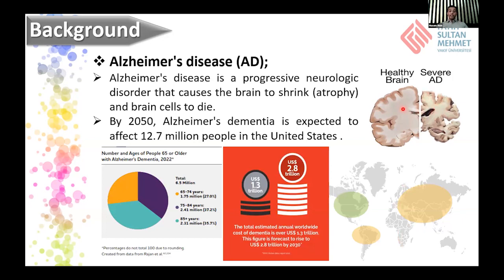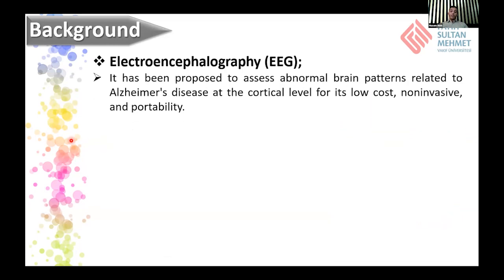and it makes plaques that interrupt the connection between brain cells. It's a serious problem around the world, especially in the United States, where it is the third most costly disease and the sixth leading cause of death. And by 2050, Alzheimer's dementia is expected to affect 12.7 million people in the United States. As we said, Alzheimer's disease is an incurable disease, and I think early diagnosis is the most important method to increase the quality and quantity of patients' care.